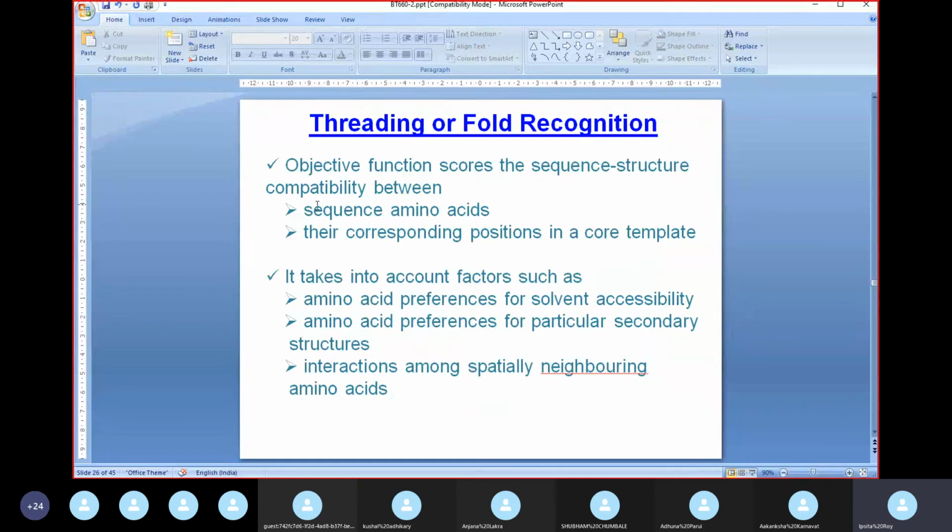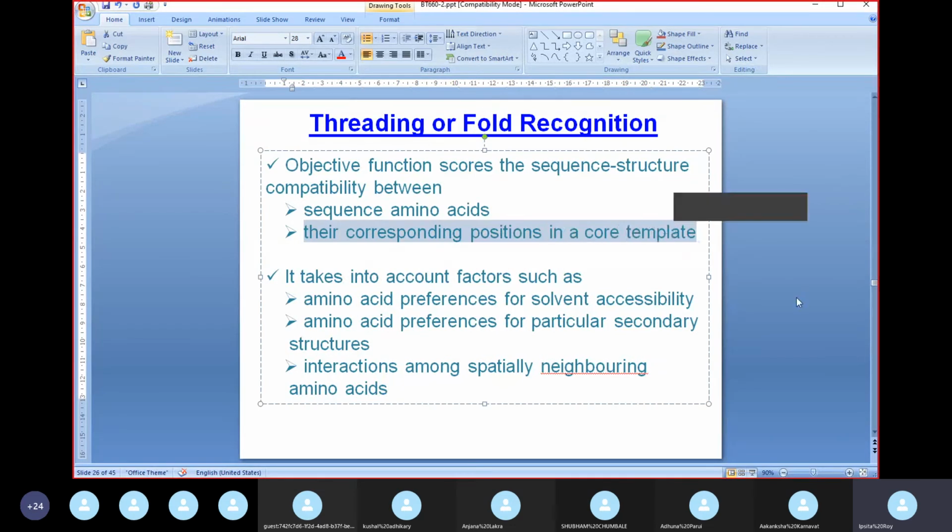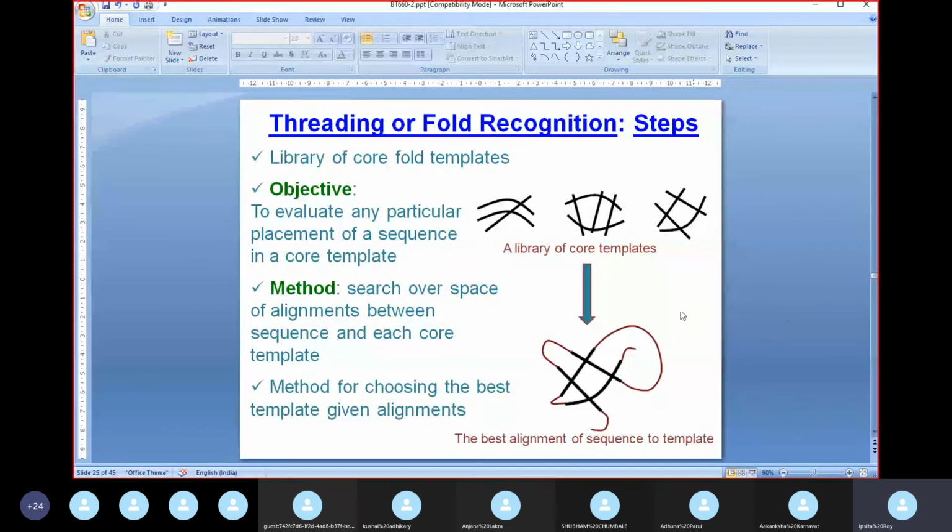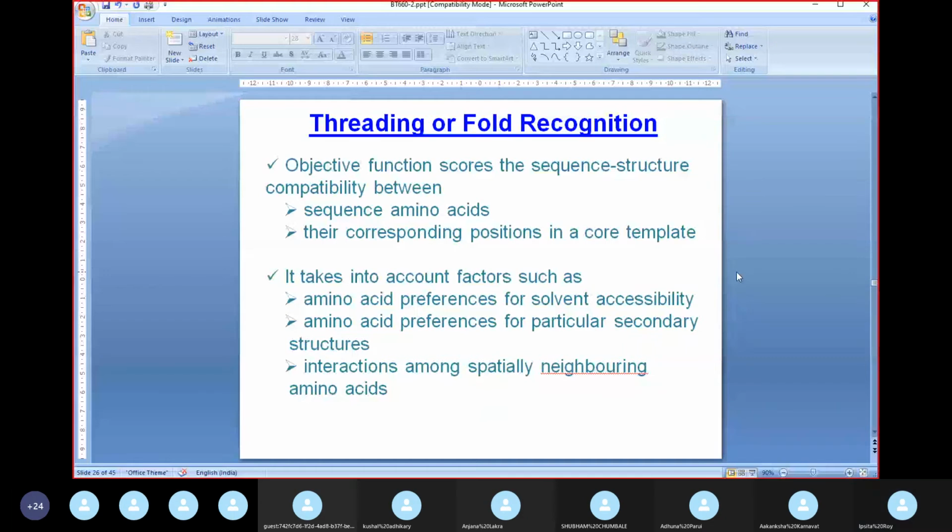So you find the compatibility between the sequence of amino acids and their corresponding positions in a core template. Like I said, if the structure you are trying to fit into this, you will have to stretch the structure or constrain the structure so much that it is no longer an energetically favorable structure. So when you are doing this fitting, you need to keep in mind amino acid preferences for solvent accessibility. What it means is that when a protein folds, usually the polar residues, the charged residues, face outside because the charged residues need to interact with water.